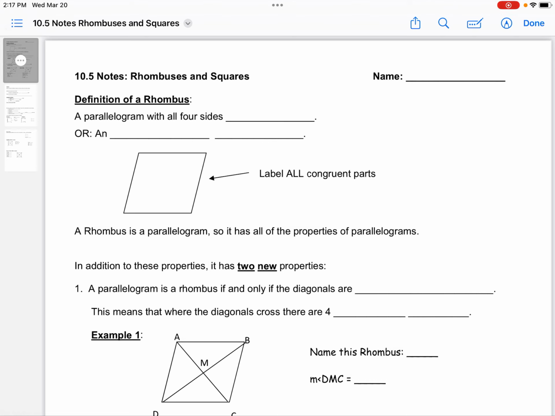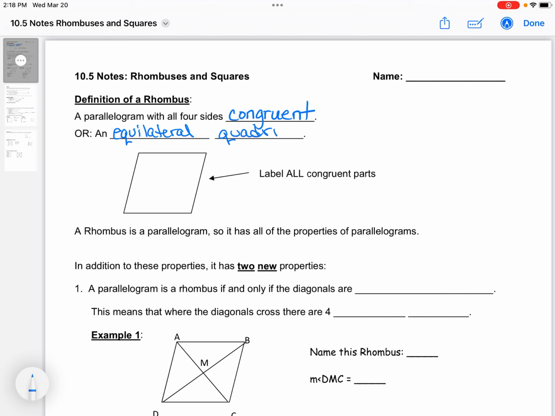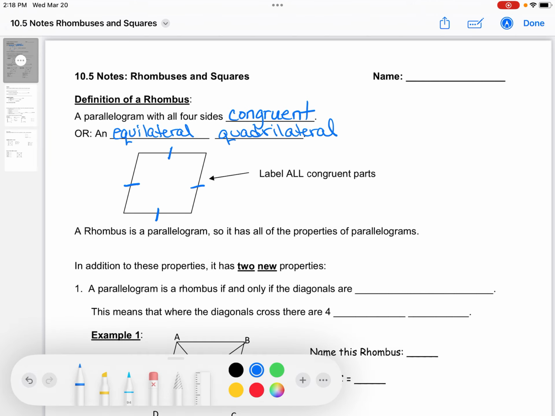Okay, so when we're talking about a rhombus, we're still talking about a parallelogram. All four sides are congruent. We could also call it an equilateral quadrilateral because all the sides are the same. Okay, so if I want to put everything that's congruent, all the sides are congruent to each other.